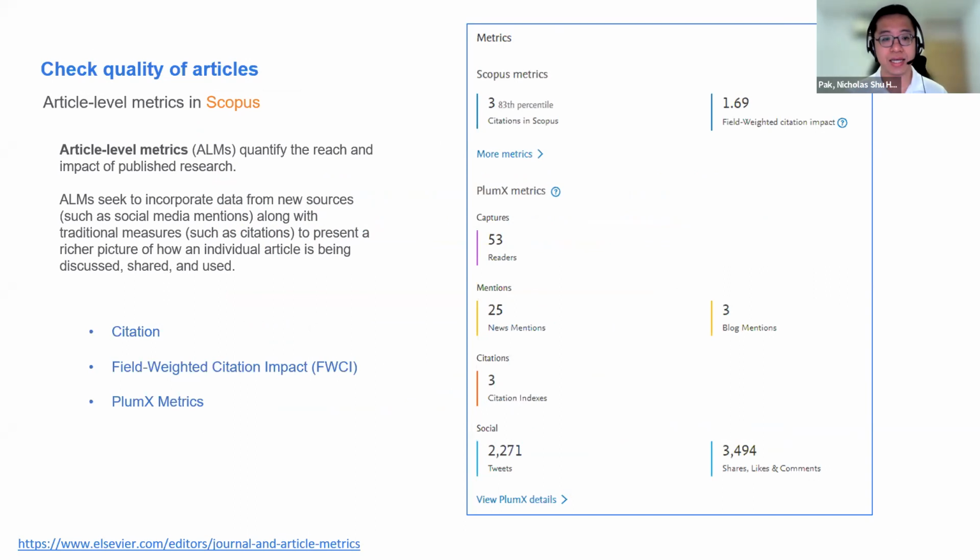So we look at citations, the field weighted citation impact, PlumX metrics. So we can see that this one here with 3 citations in this particular category is ranking the 83rd percentile. It's at 1.69, which is about 69% higher than global average. We can see it's trending very strongly in terms of readers, news mentions, blog mentions. Citations will be a bit less, but we can see that this is trending very strongly in terms of social media, as well as likes, shares, and comments itself.